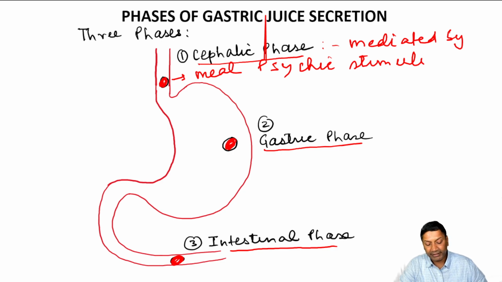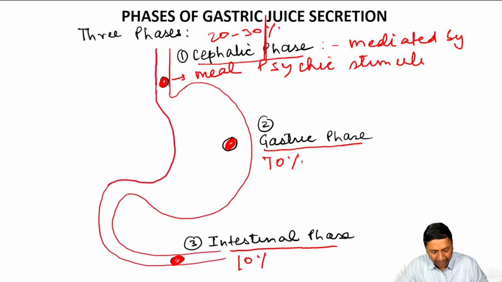Out of these three phases, the cephalic phase will contribute 20 to 30% of the gastric juice secretion. The gastric phase will contribute approximately 70%, and the intestinal phase will contribute only 10% of the gastric juice secretion. So out of these three, who contributes the maximum? The gastric phase contributes the maximum to the gastric juice secretion.